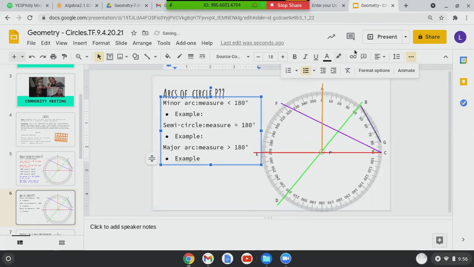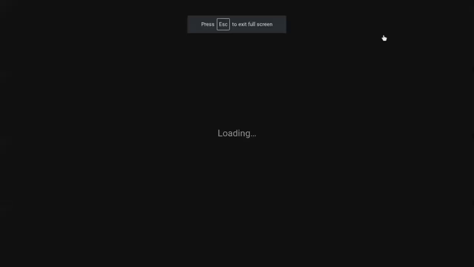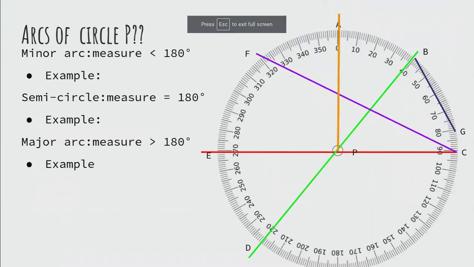All right, so now here's where we are. We have a couple definitions now. A minor arc has a measure that is less than 180 degrees. A semicircle has a measure that is equal to 180 degrees. And a major arc has a measure that is greater than 180 degrees. So when you see these things in print, either by notation or by measure, you should be able to determine which arc goes where.